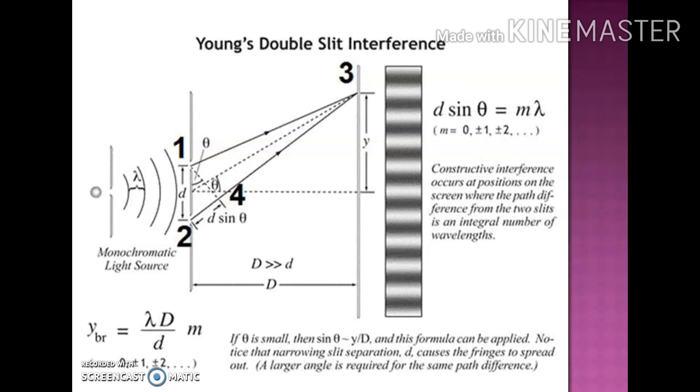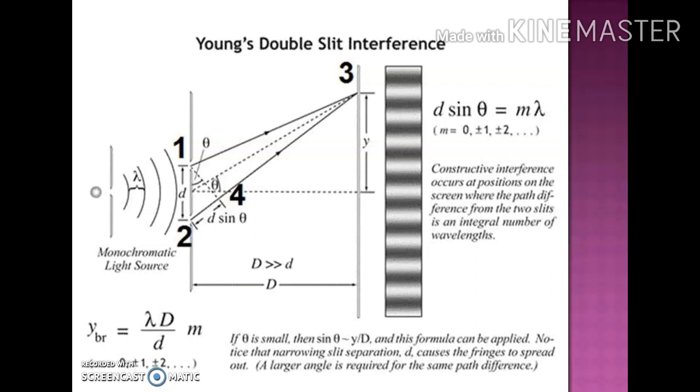But if we consider the ray 2 from 2 to 3, then this point 2 to 4 is having the extra path. So we will obtain this path difference from 2 to 4. In order to obtain this path difference, we will consider this small triangle 1, 2, 4 and we will find out the value from 2 to 4. That will be found to be d sin theta. So we can say that d sin theta is the path difference between the waves coming from the source 1 and from the source 2 and reaching at the common point 3.